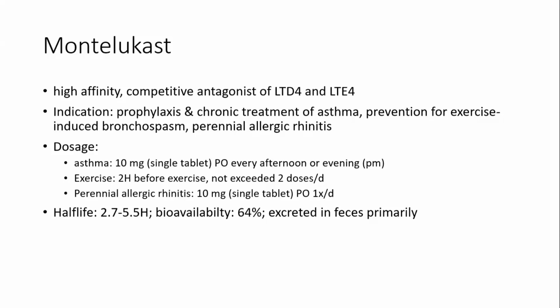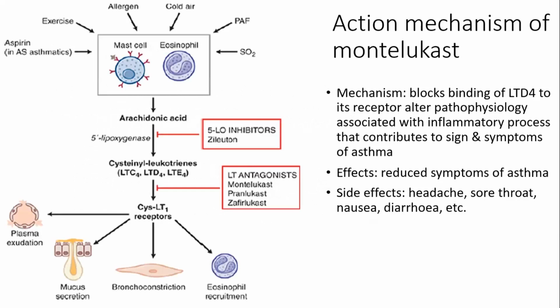The half-life is 2.7 to 5.5 hours. Bioavailability is 64% and it is excreted primarily in the feces. So this is the action. They inhibit the leukotriene receptors so that they will inhibit all the effects of the leukotrienes: mucus secretion, bronchoconstriction, eosinophil recruitment, and plasma exudation. When plasma exudation increases the activity of the leukotriene, it can increase bronchoconstriction and then inflammation. So they inhibit the receptors.